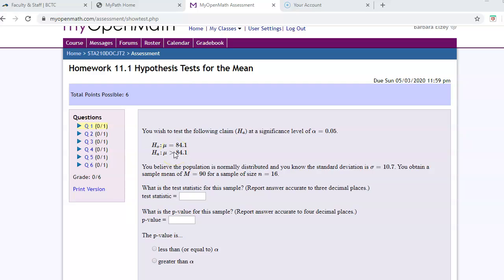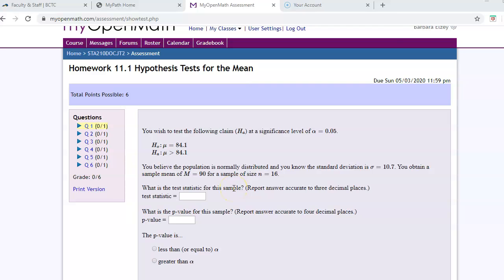So you wish to test the following claim at a significance level of alpha equal to 0.05, and we have that our mean is 84.1 is our null hypothesis, and the alternate is that the mean is greater than 84.1. We believe that this population is normally distributed, and we know the standard deviation is 10.7. We obtain a sample mean of 90 with a sample size of 16. So we want to know what is the test statistic for this sample.